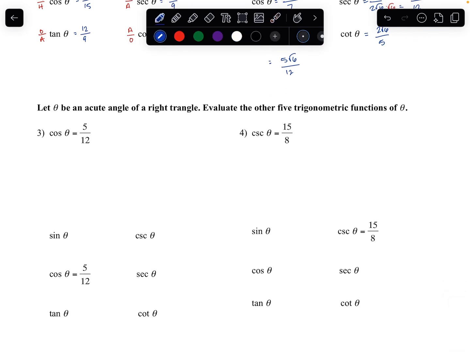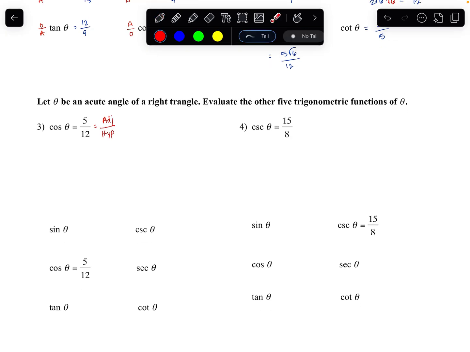All right, now in this case right here, it gives us one of the 6 trigonometric functions, and we need to find the other 5. Now we're going to draw a triangle. So we have to keep in mind that cosine is equal to the adjacent side over the hypotenuse. So if I draw a triangle, I'm going to draw the triangle with the hypotenuse length of 12 and the adjacent side length of 5.